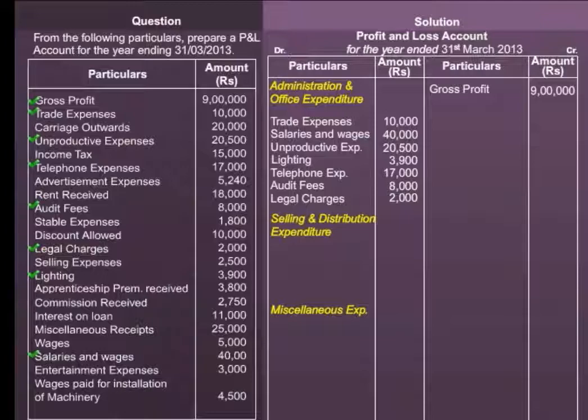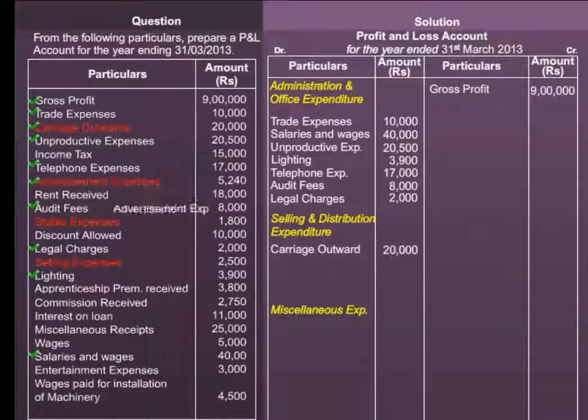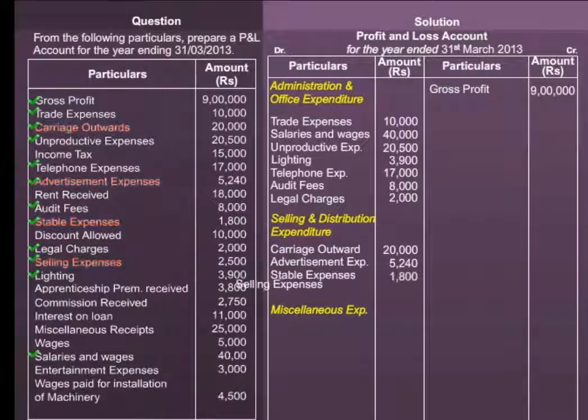The next head is selling and distribution expenses. Look at these red colored items. All these expenses are incurred while selling and distribution of produced goods. Thus, as these are expenses, so we transfer them on the debit side like this.